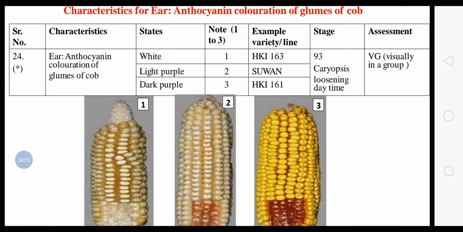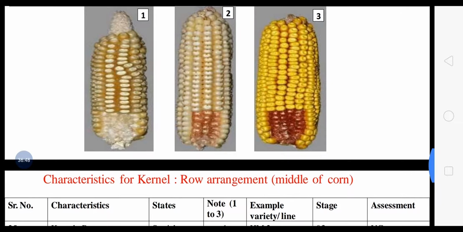Caryopsis loosening daytime is taken for this character, means after physiological maturity we will dry the cobs for a sufficient time in order to take out the seeds easily. Okay, so that after sufficient drying only this characteristic is studied. Visually in a group, characteristic can be studied.